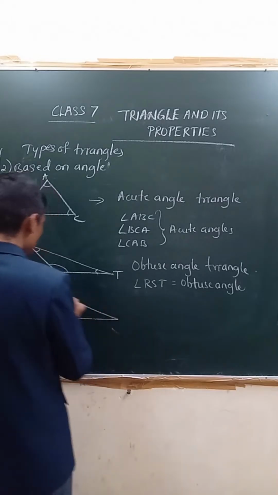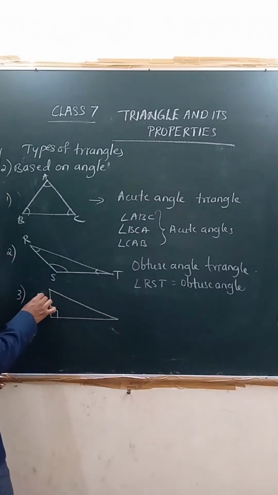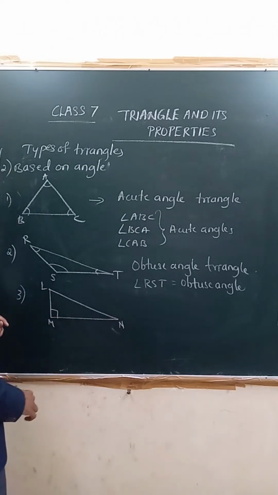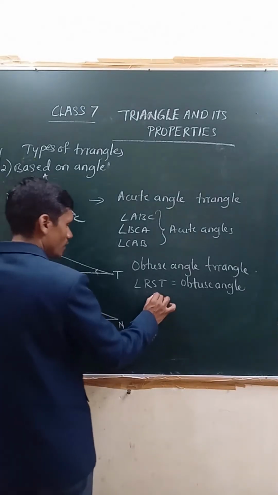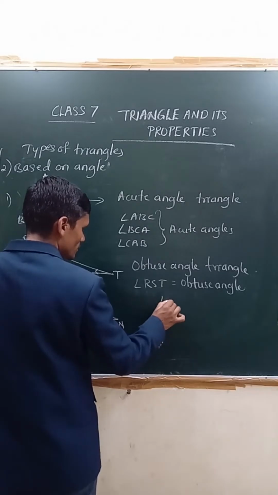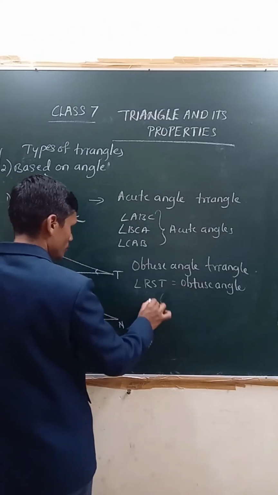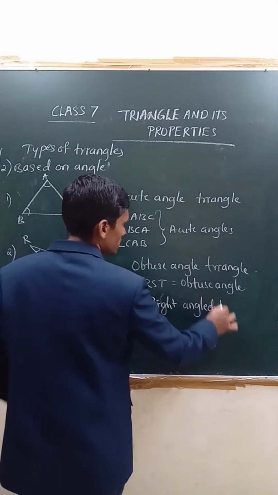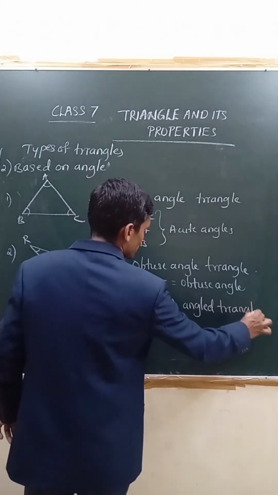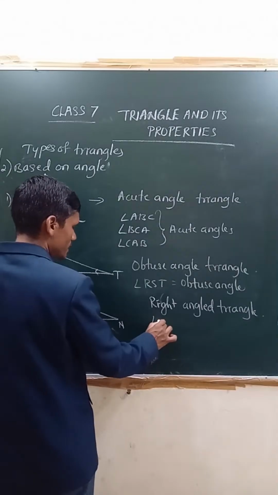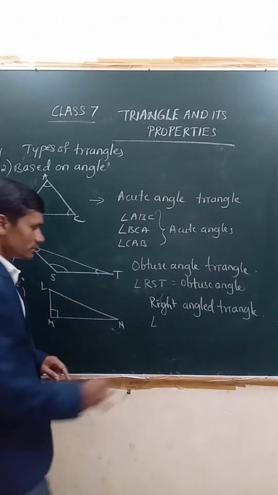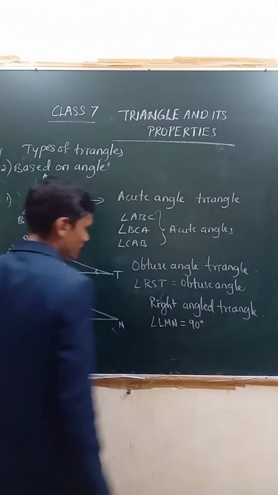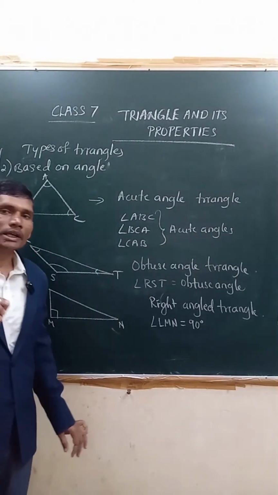So what we can say here, let us name this again, L M N. Let us name this one right angle triangle first. Right angle triangle it is, right? In this, angle LMN is equal to 90 degrees, right? So that is why this is called a right angle triangle.